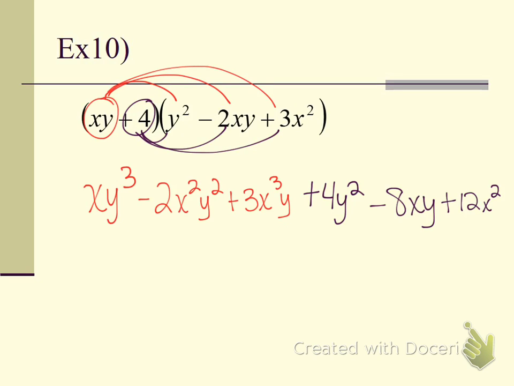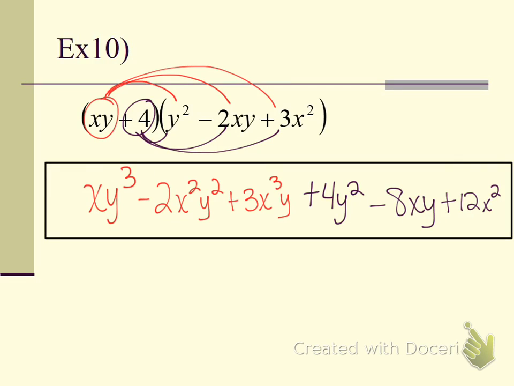Are any of these terms alike? Any of them at all? No, none of them are alike. Even though some of their variables match, the exponents on the variables don't match. So we would say that nothing can be combined, and this whole long thing is our answer. Again, since we have more than one variable, we're not really worrying about a standard form.